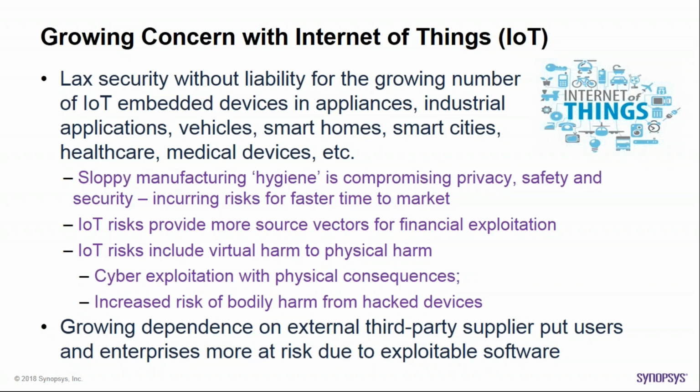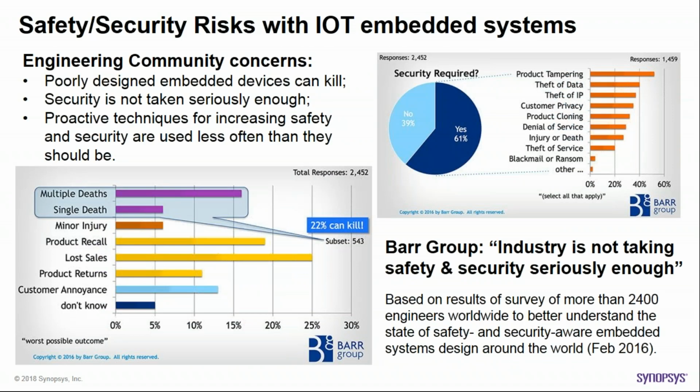And these IoT risks really provide source vectors, not just for financial exploitation, but beyond the normal cyber exploitation, they're actually leading to physical harm. Cyber exploitation with physical consequences and increased risk of bodily harm from these hacked devices. So this growing dependence on these external third-party suppliers is putting our enterprises, our users, more at risk simply due to exploitable software. And this is where we start finding evidence of it.